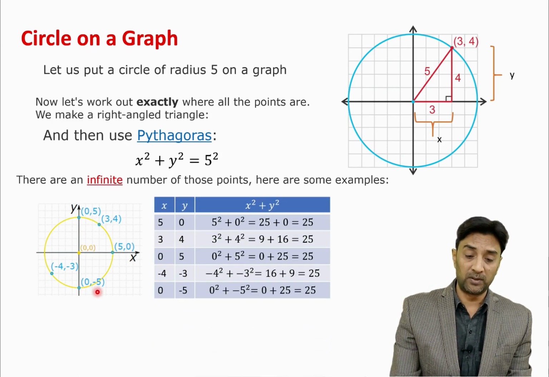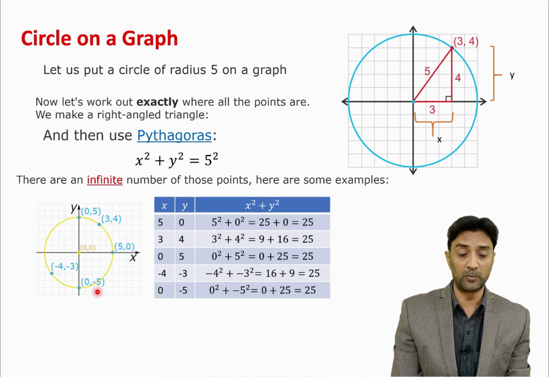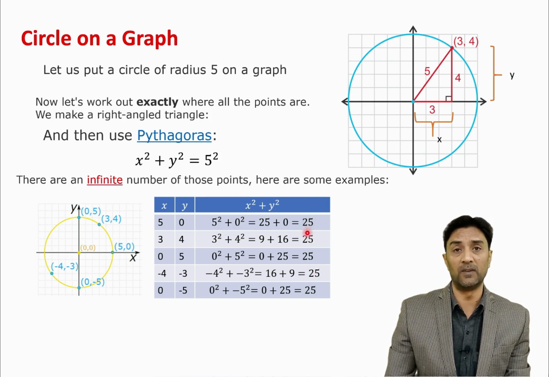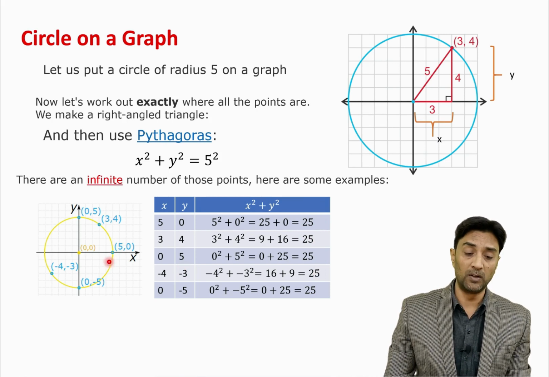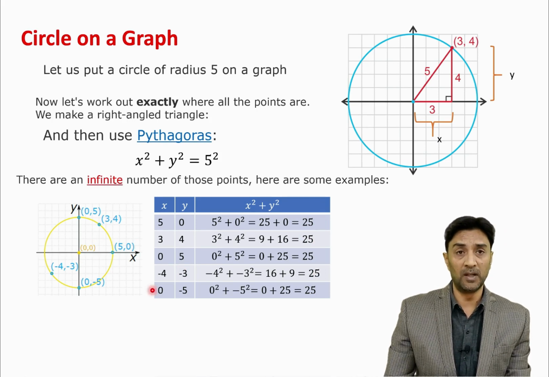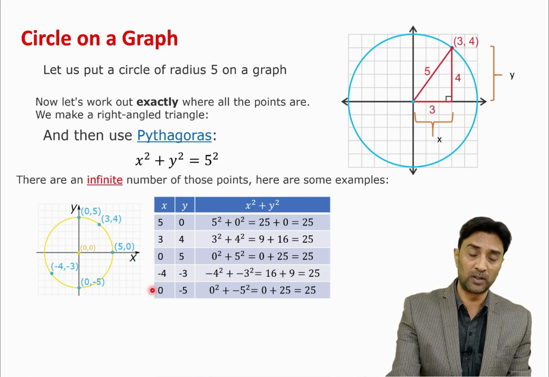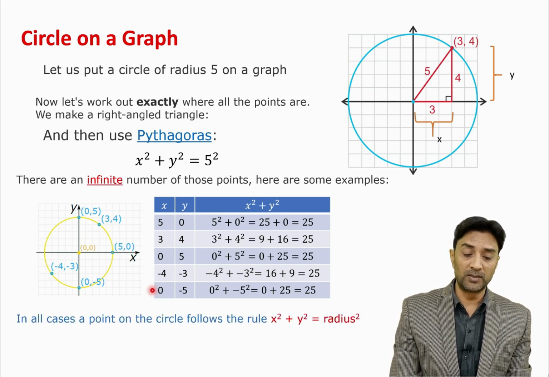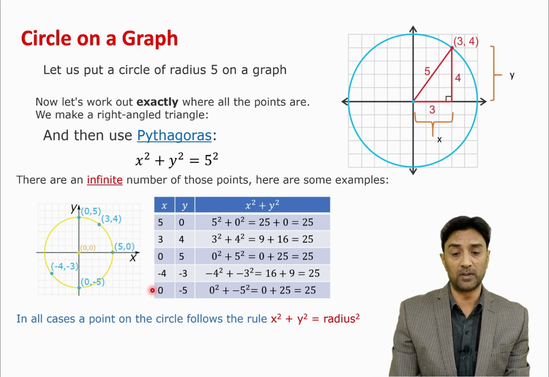If we put this in a tabular form, the Pythagoras theorem, x square plus y square, applies to all these points. You can observe that all these points have the same distance, which is in fact the radius square. If you take the square root of this 25, you will get the value 5. All these points are at the same distance from the center. So this is what a circle on a graph is: in all cases, a point on the circle follows the same rule, that x square plus y square is equal to the radius square.